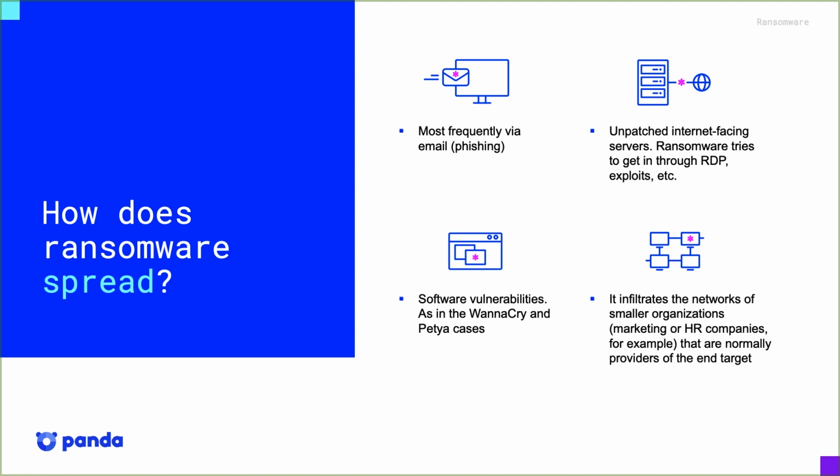Some of the other methods we've seen have originated through unpatched internet-facing RDP servers. Attackers will initially try to get in through normally brute forcing an RDP server and then navigating throughout the network. As always, we also see ransomware spreading with software vulnerabilities. Such was the case with WannaCry and Petya.